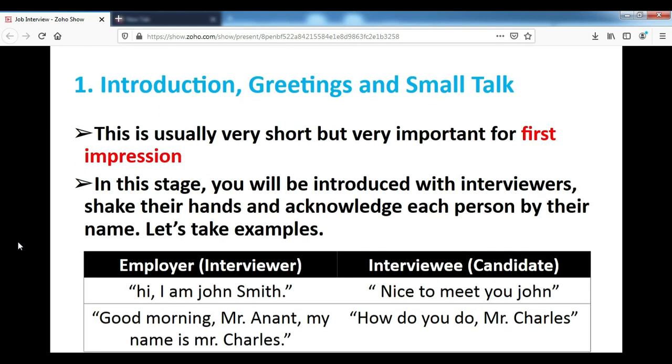In the introduction stage, usually it is very short and it is very important for your first impression. In this stage, you will be introduced to the interviewers. You can shake their hands and acknowledge each person by their name. For example, if the employer says, "Hi, I am John Smith," you can say, "Nice to meet you, John." So you can call the interviewer by their first name.